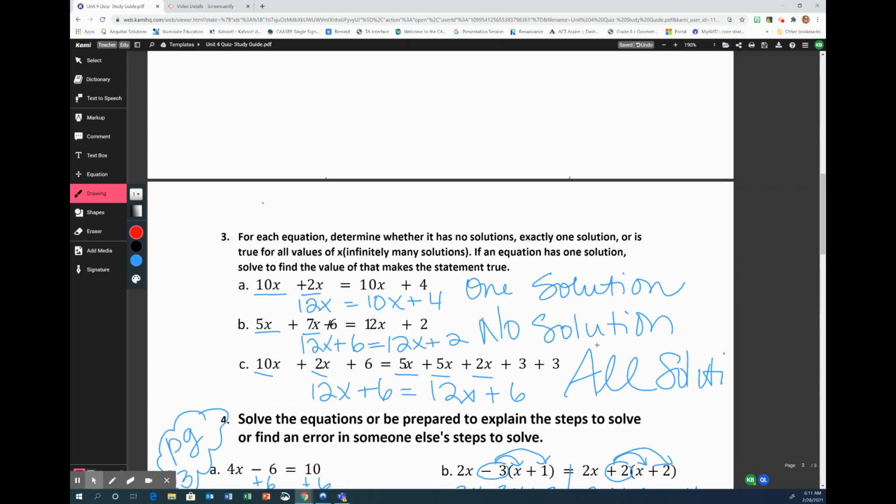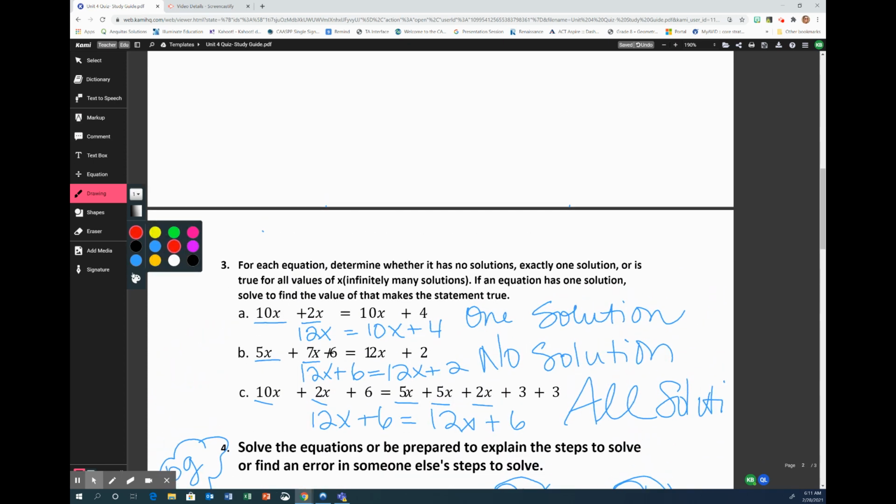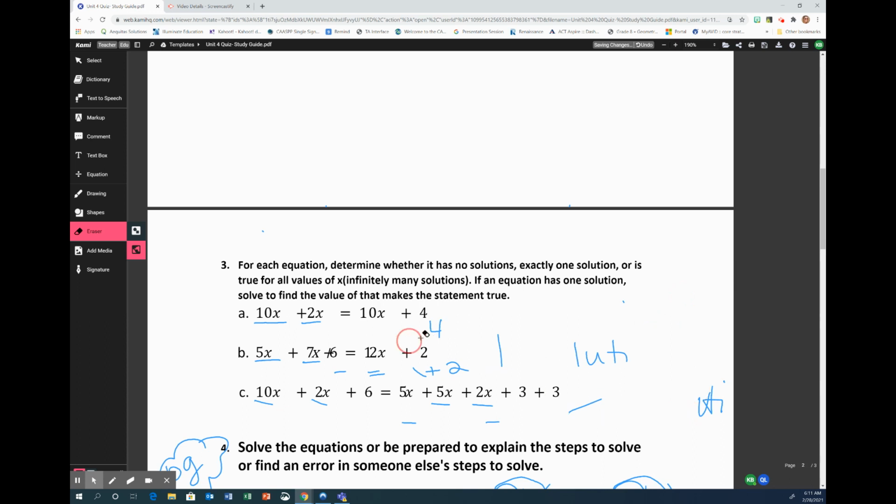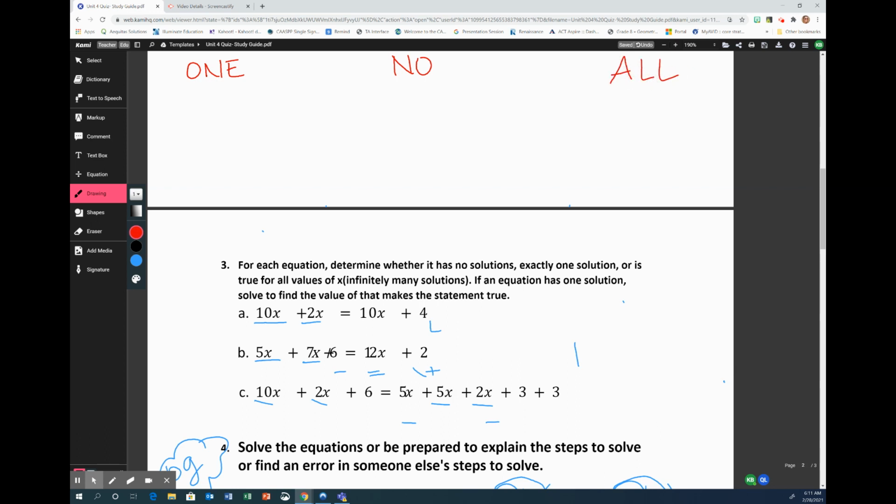I have the work here for this one already, so let me just erase it. I just wanted to talk to you real quick and give you an example about one solution, no solutions, all solutions. The answers were there, and those were correct. Sorry, everybody. Okay, so up here, before we get into this, you have one solution, no solutions, and all solutions.